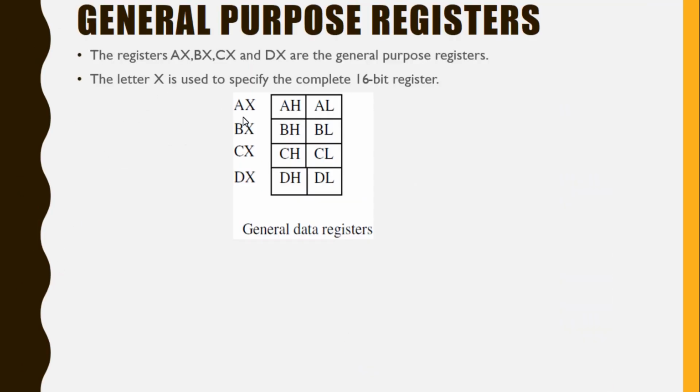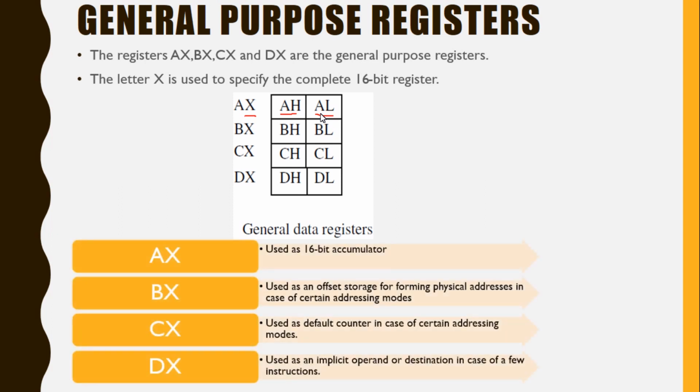The letter X is used to specify the complete 16-bit register. The whole 16-bit register is divided into 2 parts: AH and AL. H stands for higher and L stands for lower. They are divided into 8 bits each. So AH is the higher 8 bits and AL is the lower 8 bits. AX is used as a 16-bit accumulator, that is simply a register to store values.